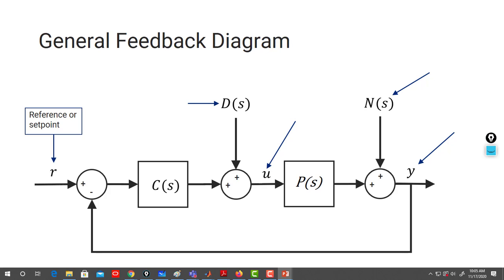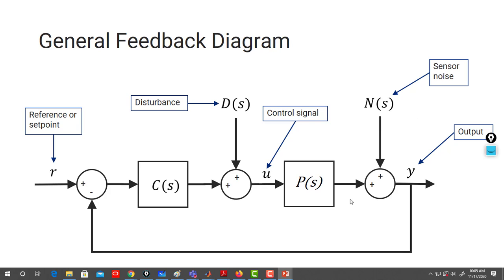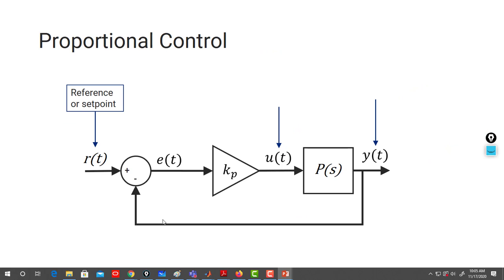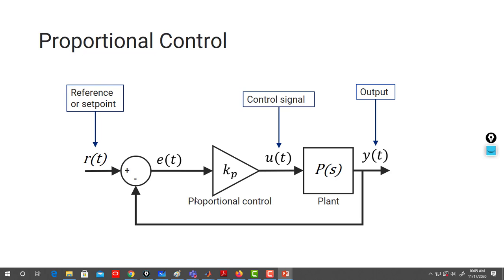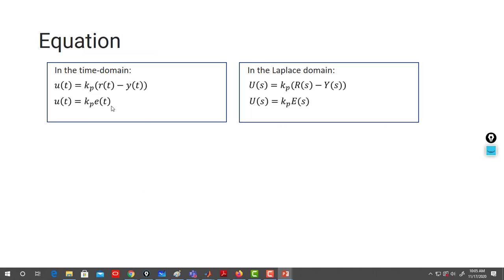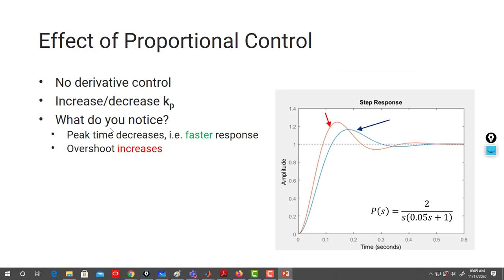So this we know: output, control signal, disturbance, noise, sensor noise. Okay, reference or set point. That's a plant, that's a controller. You could do proportional control, etc. And this is a proportional control, of course, in Laplace domain and in time domain.